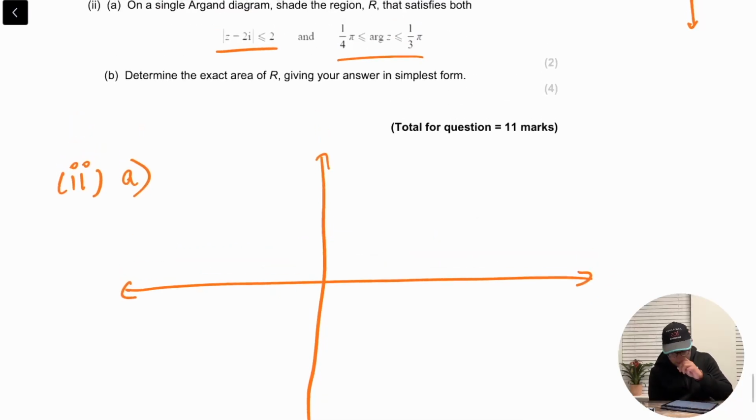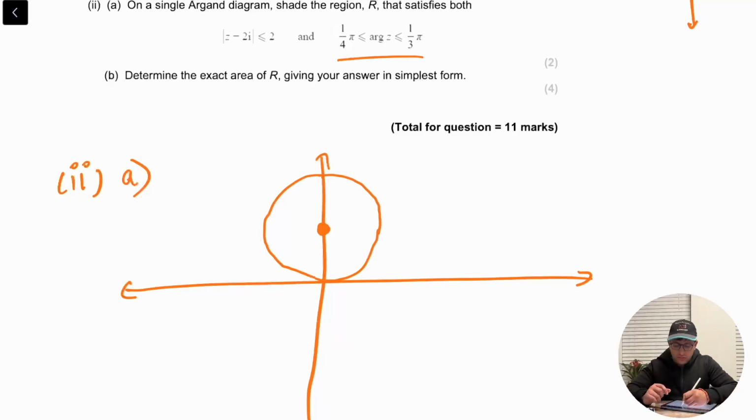The first one's going to be a circle centered at minus, right? So you flip the sign inside, so it's going to be plus 2 at center, and the radius is 2, so it's going to touch the origin. Because it's greater than or equal to, we're drawing a solid line. But if it was strictly less than, then we draw dotted lines. Not greater than, less than, I meant, sorry.